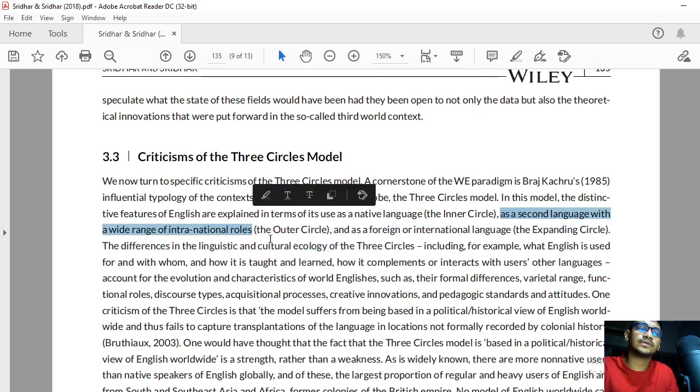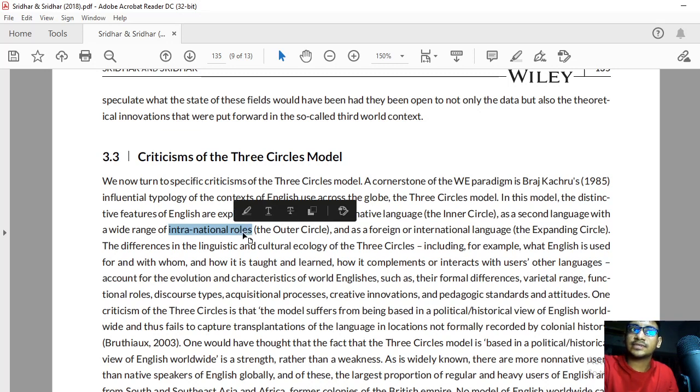So people who use English are taught English as a second language, right? And these are for international roles, for communicating with each other as a second language. Their mother tongue is there, and also English is there. For example, India has given English an official status. So India is an example of the outer circle.